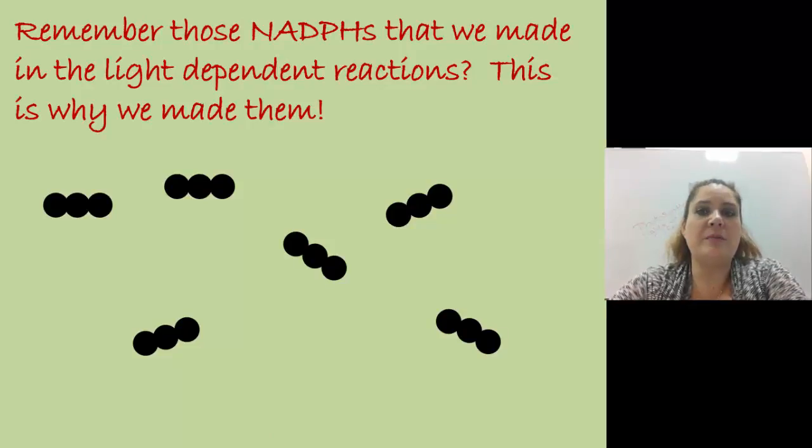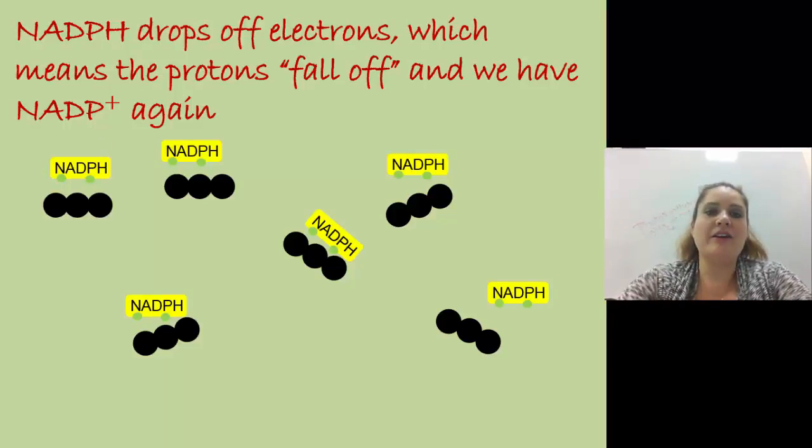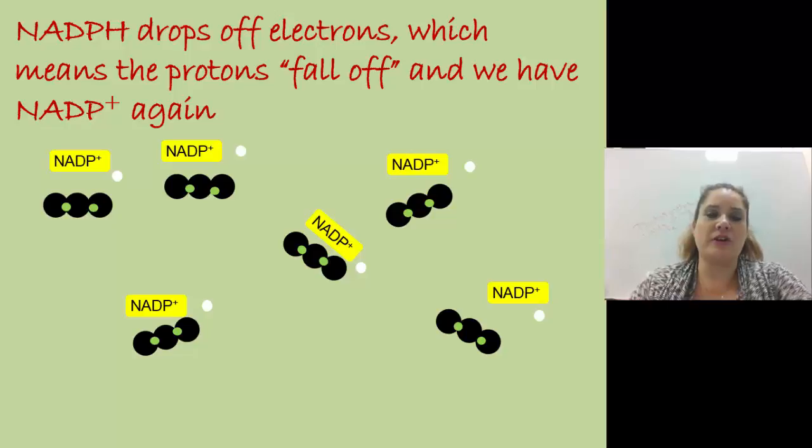So remember those NADPHs that we made in the light-dependent reactions? This is why we made them. They're going to come in and drop off their electrons. But in order to drop off their electrons, remember we have to take the lid off the jar. So those electrons are going to come off, but now the lid is off too. So we've got our NADP pluses back again. That's our jar. The electrons get dropped off, and then the proton, or the lid, comes off too.